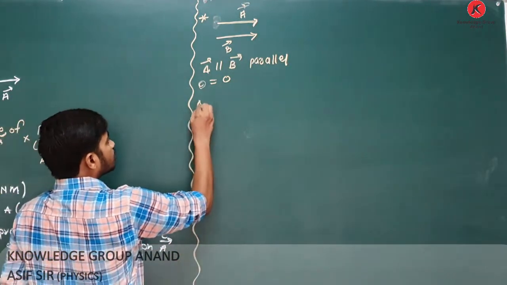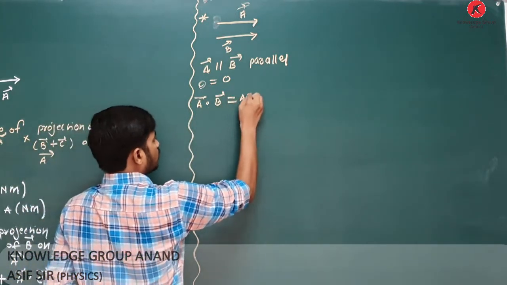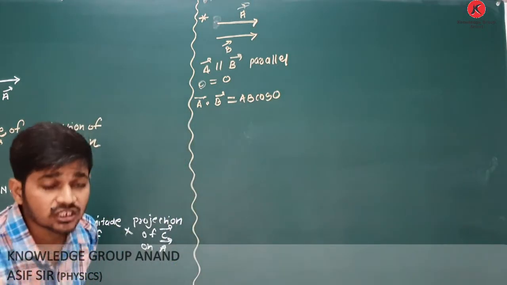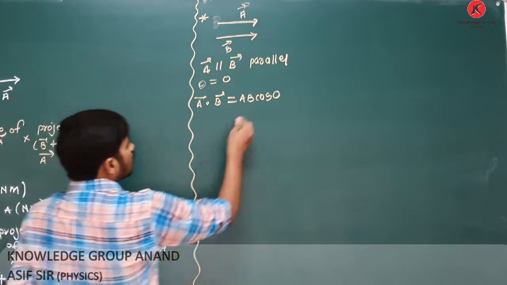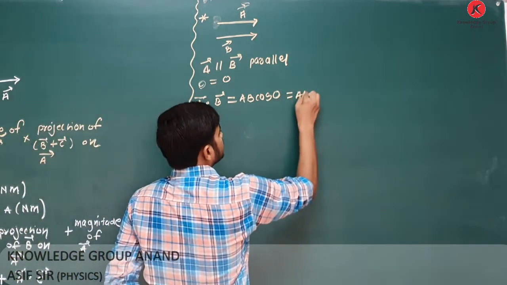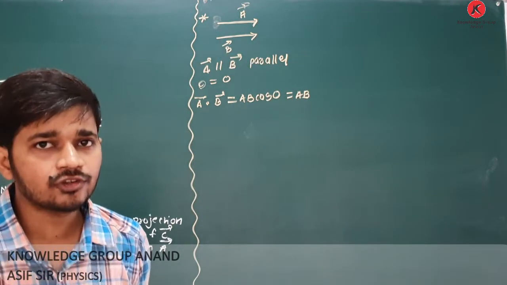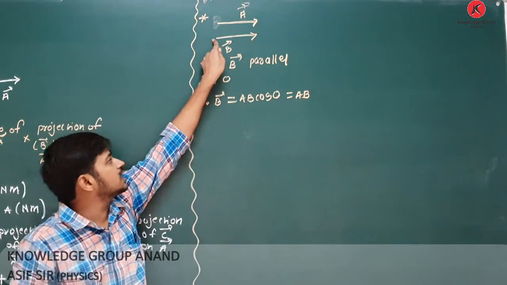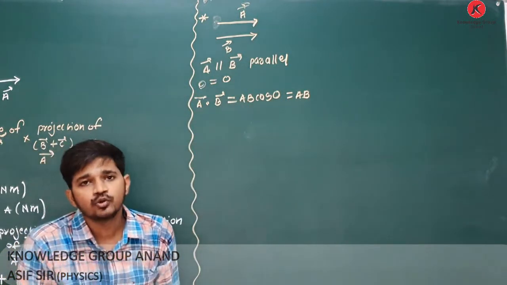Then what is the dot product? A dot B is equal to AB cos 0. What is the value of cos 0? Cos 0 is equal to 1. So your answer is AB. Clear about this? So remember, whenever we have two vectors parallel to each other, A dot B is equal to AB cos theta, which is AB.